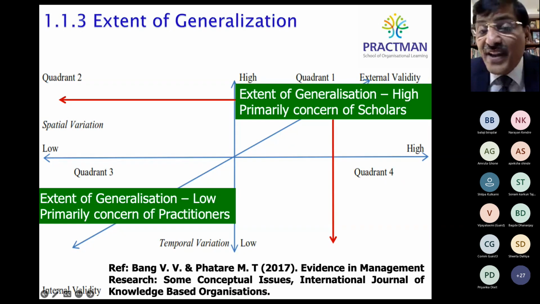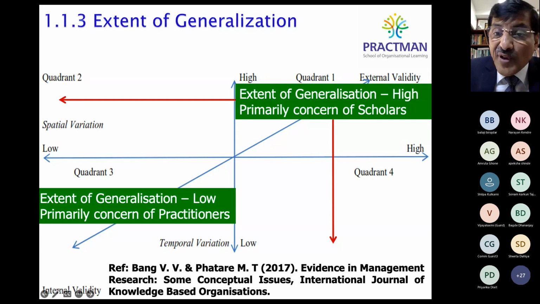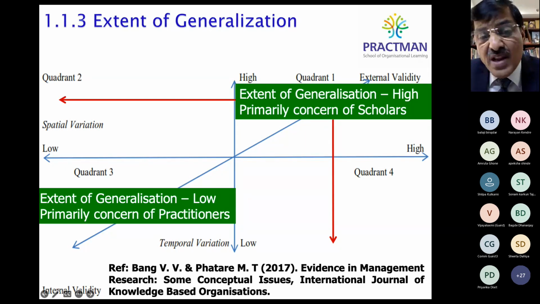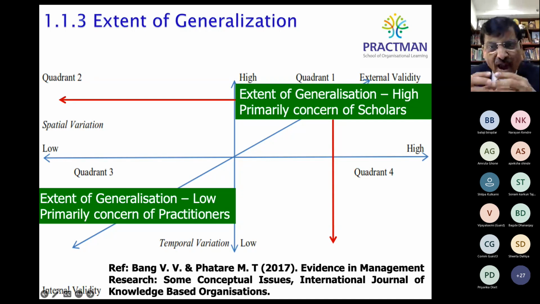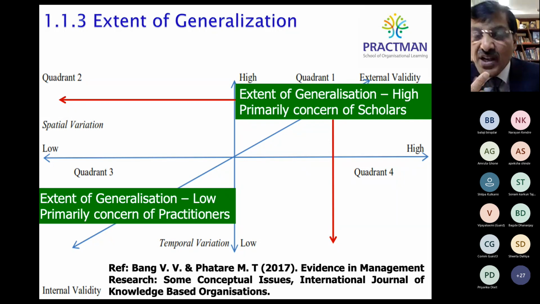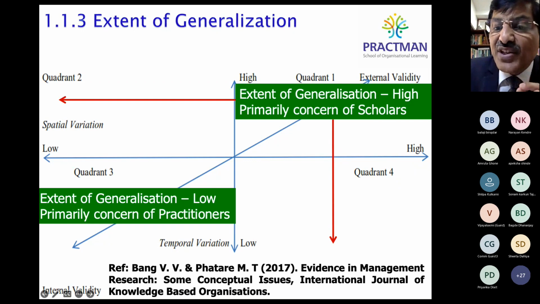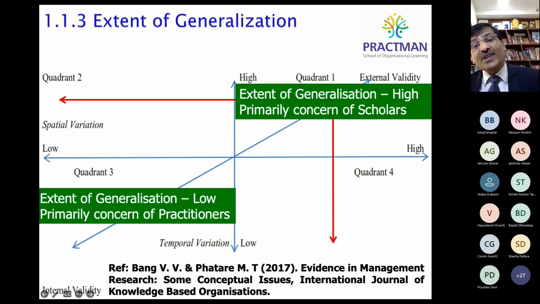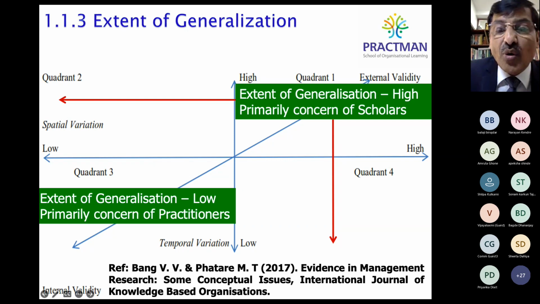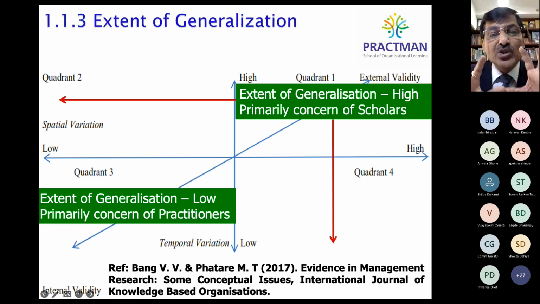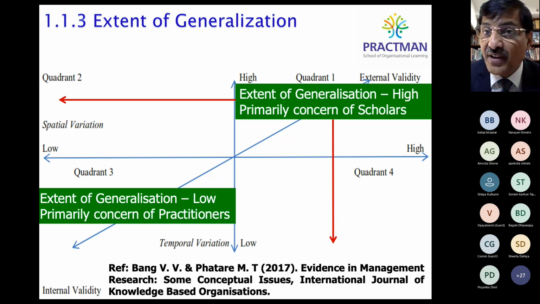Or some research findings have a very high level of spatial variation, but are applicable at only a particular point of time. Like for example, a pandemic. COVID was one pandemic. In situations of pandemic, this is what happens across the countries. So it is applicable across the countries only in the pandemic period. So the temporal variation accounted for in that research is low. But quadrant one, quadrant two, and quadrant four are ideal zones where research problems should be located.